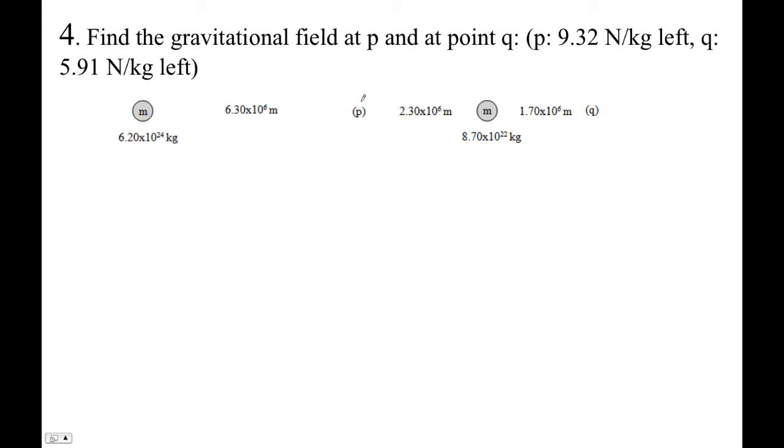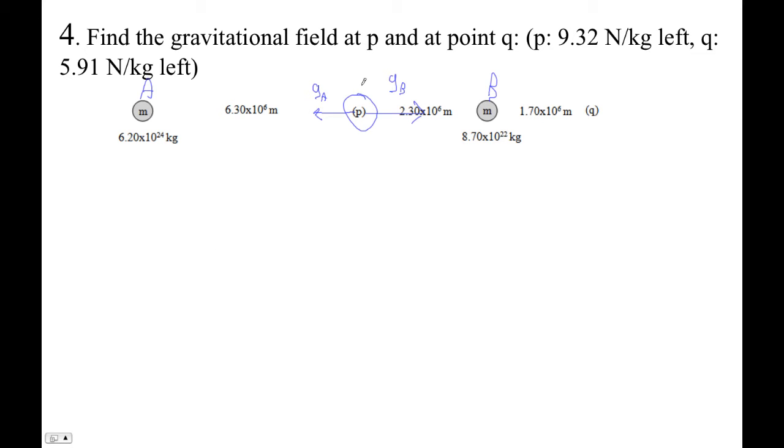All right, I'm going to do this in two parts. Let's find the gravitational field at point P. Now, gravitational fields are easy because basically the field points toward the masses, right? If I call this mass A and this mass B, the gravitational field toward A is this way. So G sub A is that way, and then G toward B is to the right.